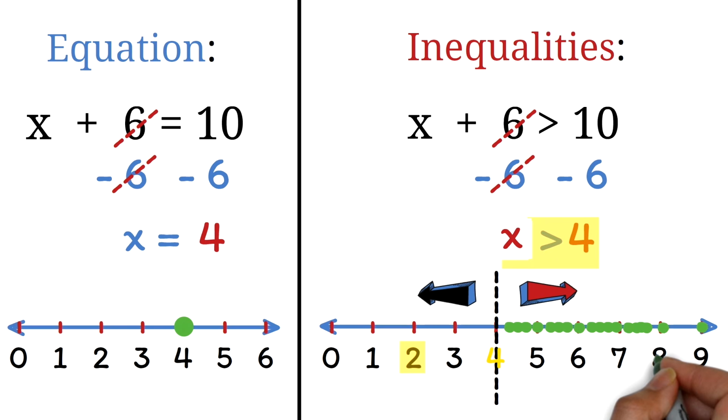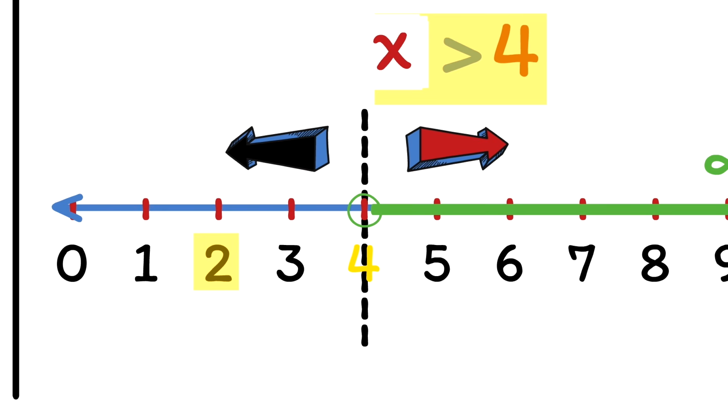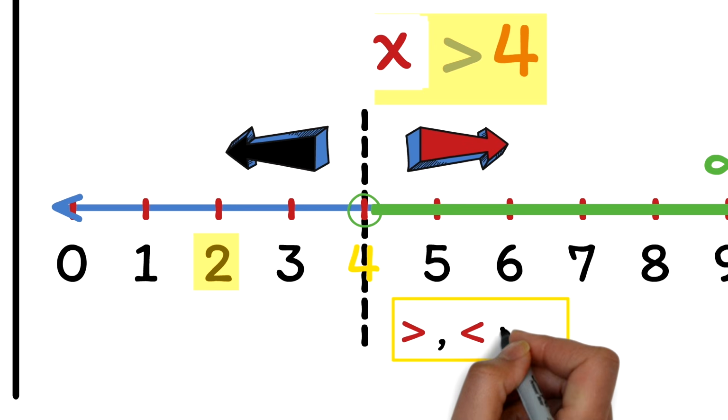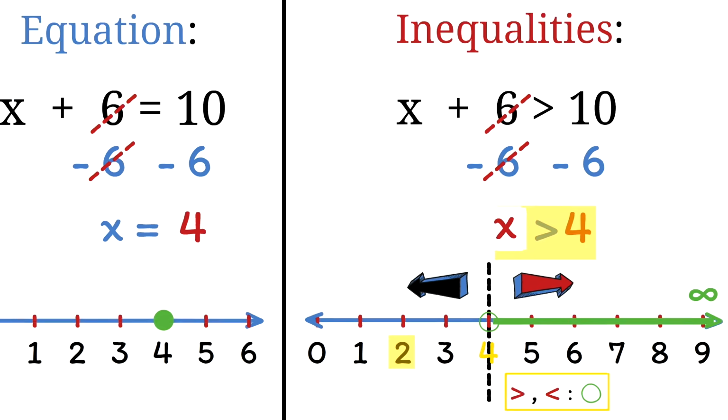Notice that as we add more possible answers to the graph, they form a continuous line. Because there are an infinite number of possible answers, we place an arrow at the end of the line to show that it goes on forever. Since we are looking at values greater than 4 but not 4 exactly, we draw a hollow circle at the 4 to show that the value itself is not part of the answer. Note that for the less than and greater than symbols, we always draw a hollow circle because they do not include the value itself. This is how you graph a simple inequality.